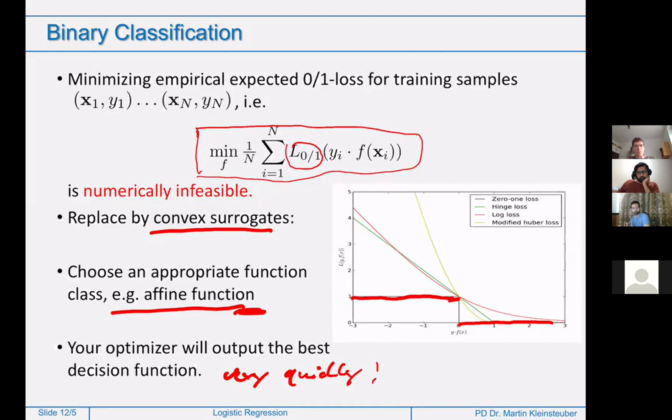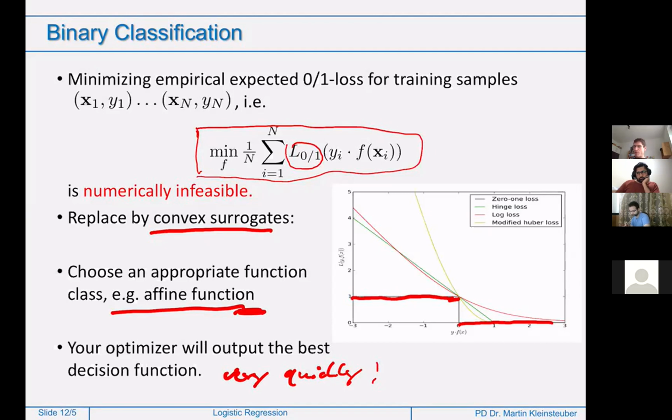So that's the rough idea of this binary classification task. Your optimizer can digest it very easily, and there are good optimizers. And there are whole books on convex optimization and researchers that have looked into that topic.